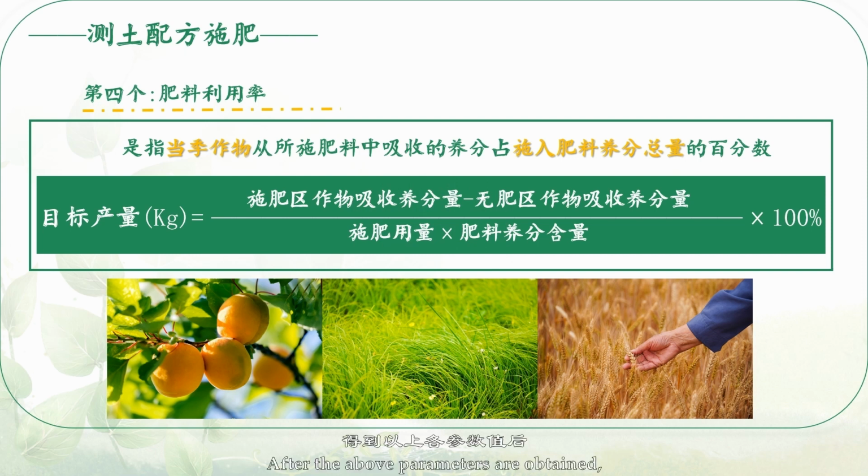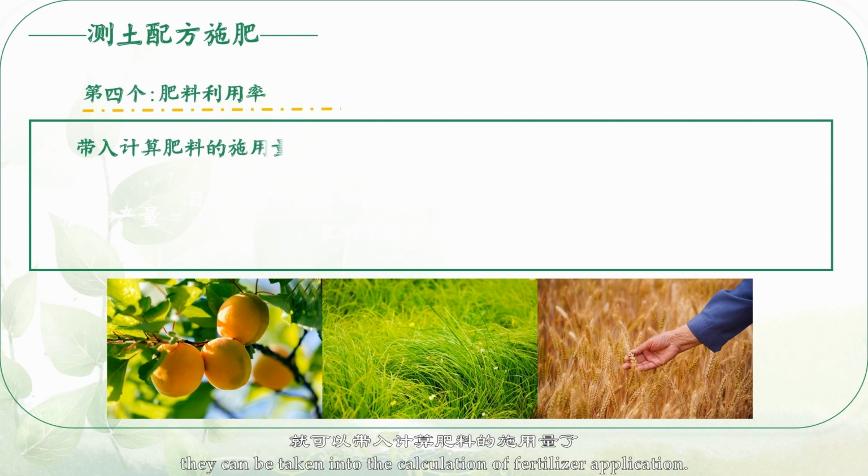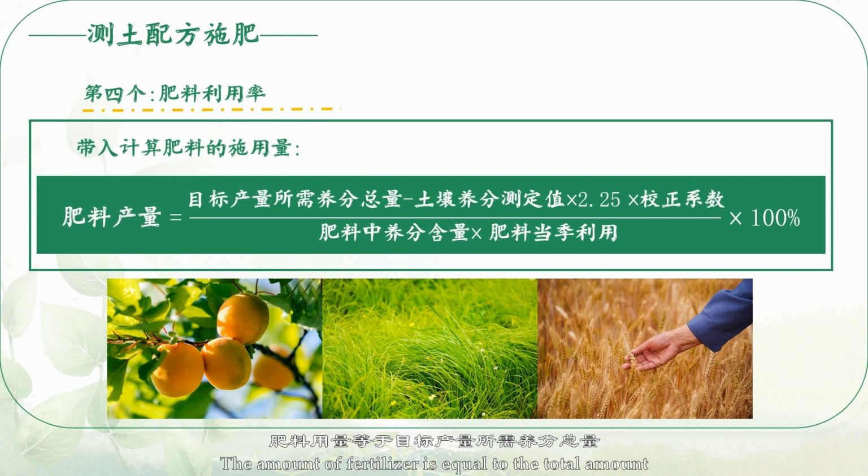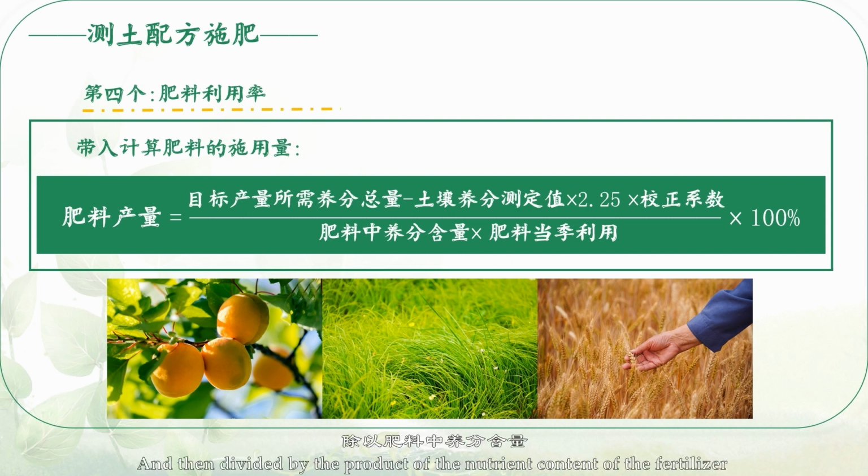After the above parameters are obtained, they can be taken into the calculation of fertilizer application. The amount of fertilizer is equal to the total amount of nutrients required for the target yield, minus the measured soil nutrients multiplied by 2.25, multiplied by the correction factor, and then divided by the product of the nutrient content of the fertilizer and the seasonal utilization of the fertilizer.